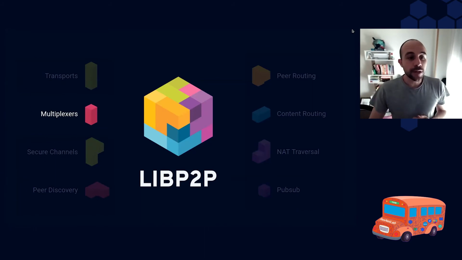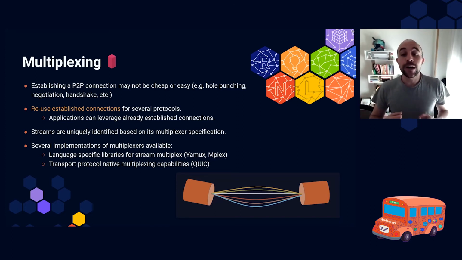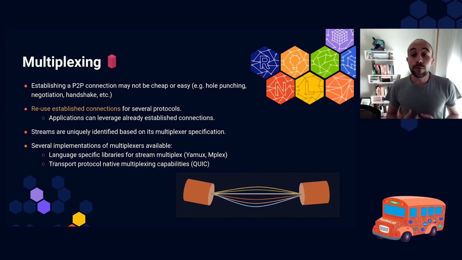Let's move to multiplexers, because we've seen that establishing a peer-to-peer connection may not be cheap or easy. We need to negotiate the security channel. We may need to perform hole punching or some kind of NAT traversal. We may need to do several handshakes. So in the end, we don't want new protocols used by our node to have to establish a new connection every time. And this is the reason why we use multiplexing, and we are forced to use multiplexed connections between the communication of two peers, so that protocols in a node can reuse established connections for several protocols. So applications will be able to leverage already established connections in the node. And this is really interesting.